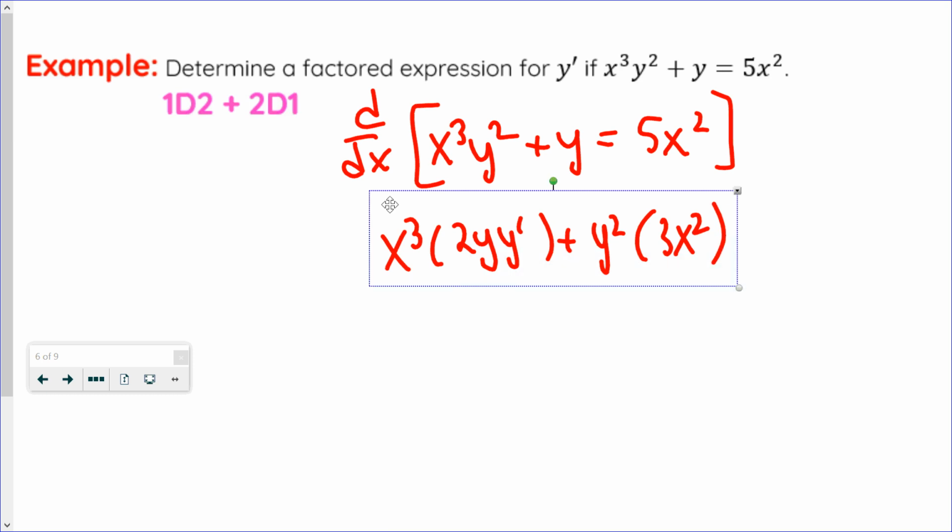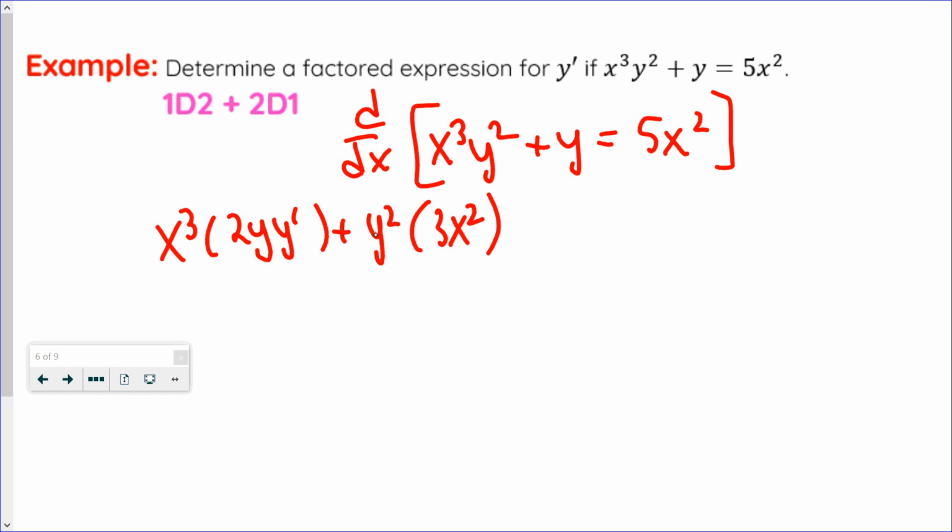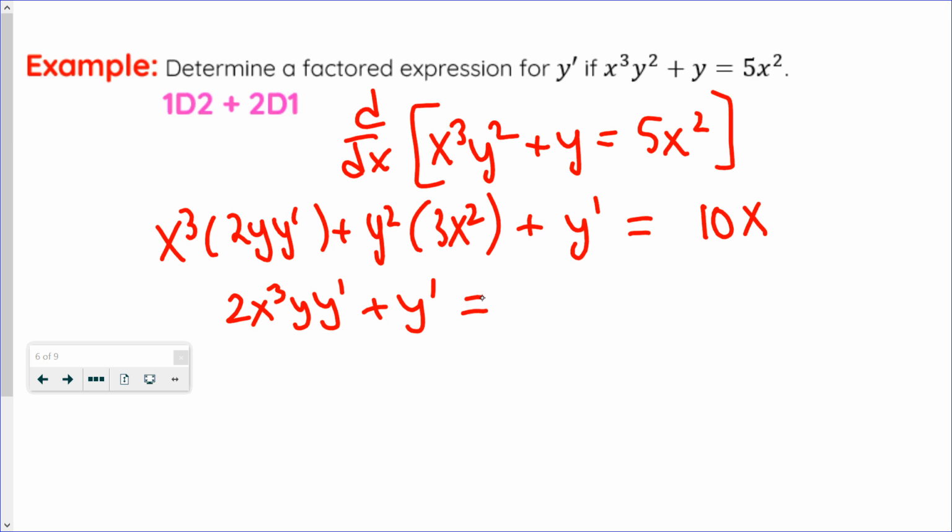Let's just move this over. And then plus the derivative of y with respect to x is y prime, equals on the other side, bring the 2 down and multiply it by the 5, decrease your power by 1. So I want to get anything that has a y prime on one side of the equation and anything that doesn't have a y prime on the other. So I'll write this as 2x cubed y y prime plus y prime equals, now I have the 10x over there, but I want to multiply these two together and subtract it. So I'm going to subtract the product 3x squared y squared.